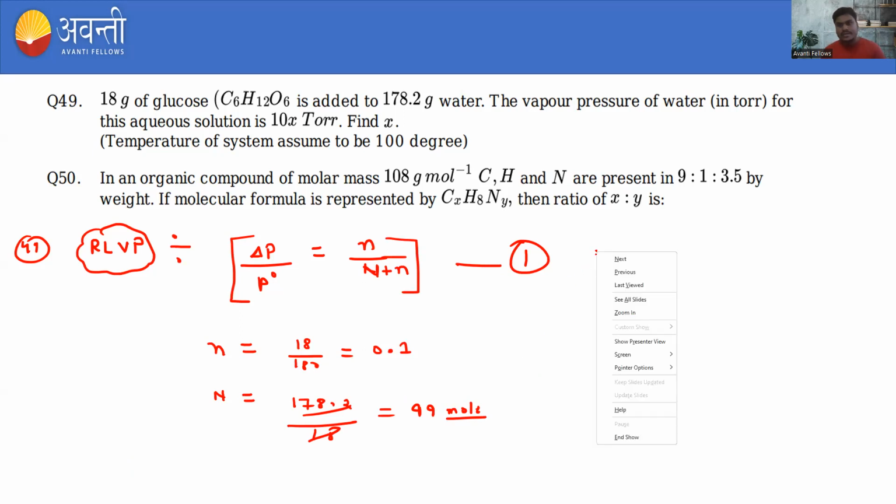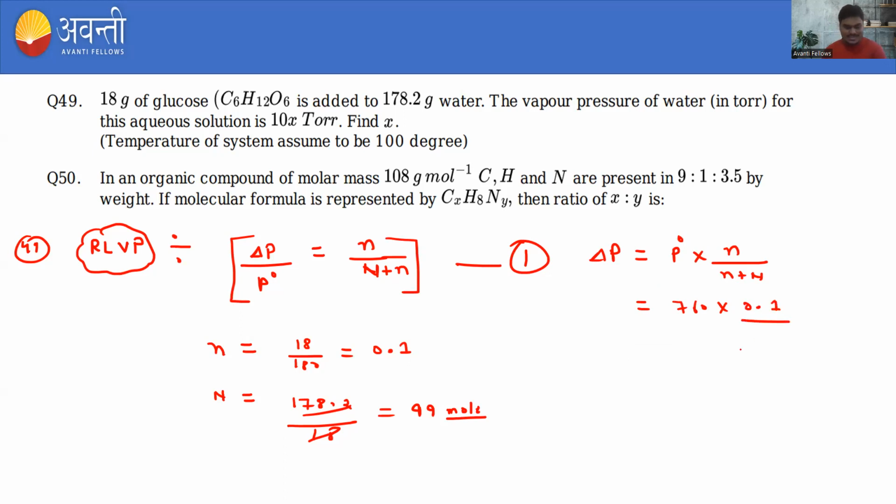So you get delta P. So what is delta P? So delta P is equal to P naught into n upon n plus N. Just put the value. What is P naught here? So P naught value is nothing but 760. What is n here? Nothing but 0.1. What is this? So this comes out to be 10.